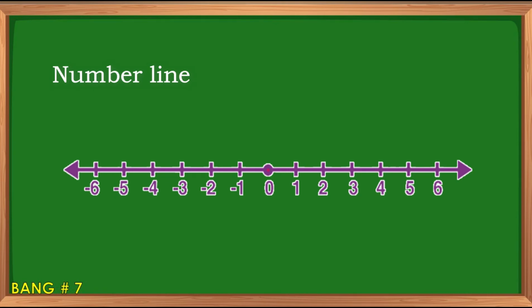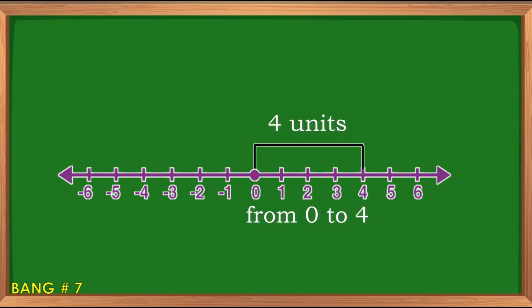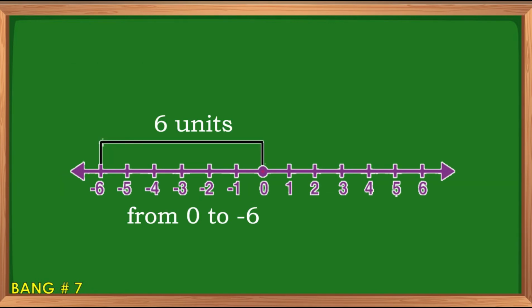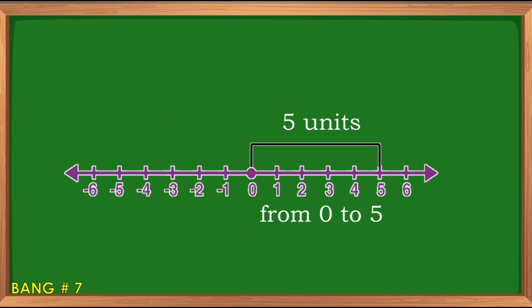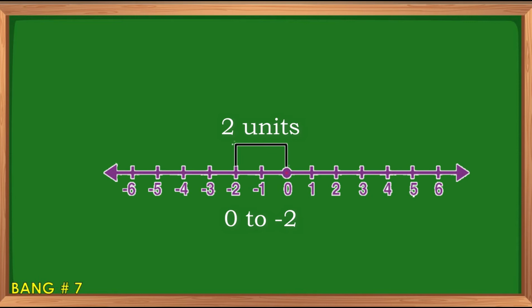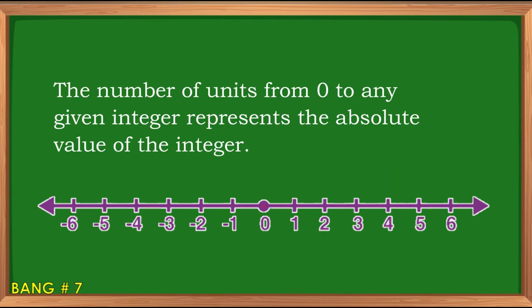Look at the number line. On the number line, there are 4 units from 0 to 4. There are 6 units from 0 to -6. There are 5 units from 0 to 5. There are 2 units from 0 to -2. The number of units from 0 to any given integer represents the absolute value of the integer.